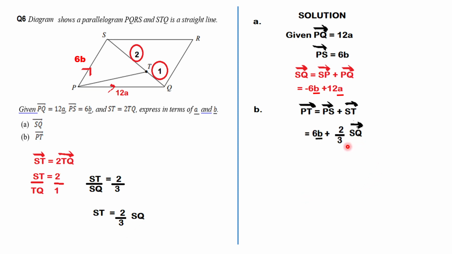Now you can substitute PS as 6b plus ST as 2 over 3 SQ. SQ we have the vectors, so you just change SQ as negative 6b plus 12a. Expand this. Simplify the vectors, vector b and vector b. So 6b minus 4b, you'll get 2b plus 8a. With that, we have completed question 6.